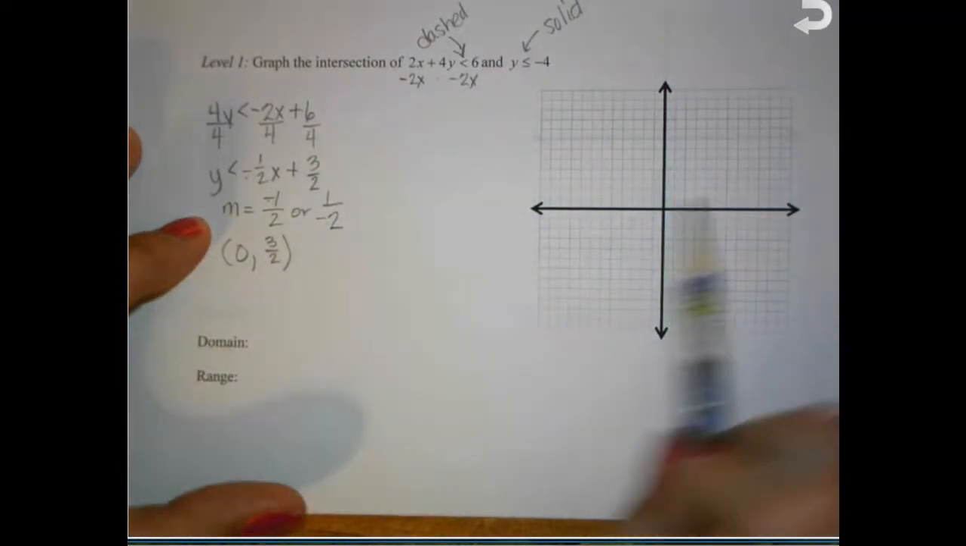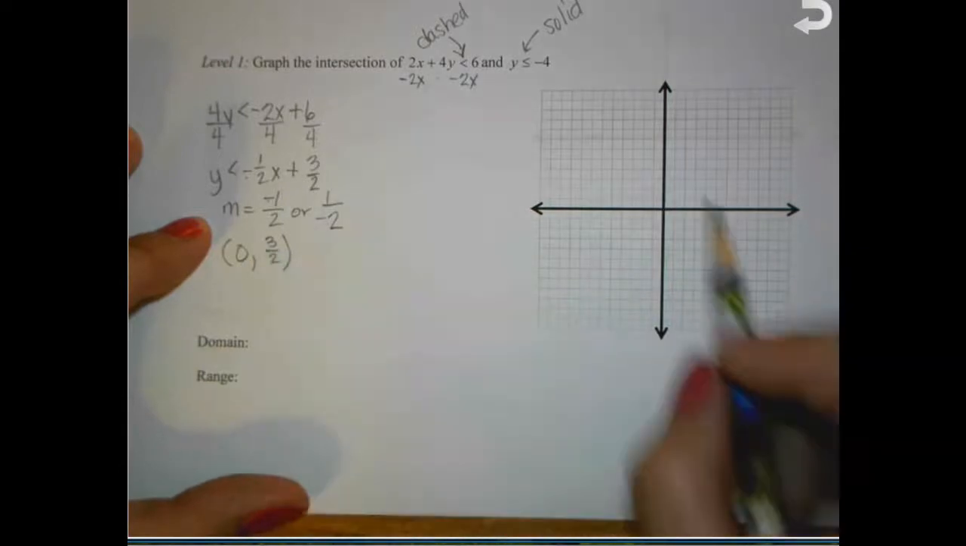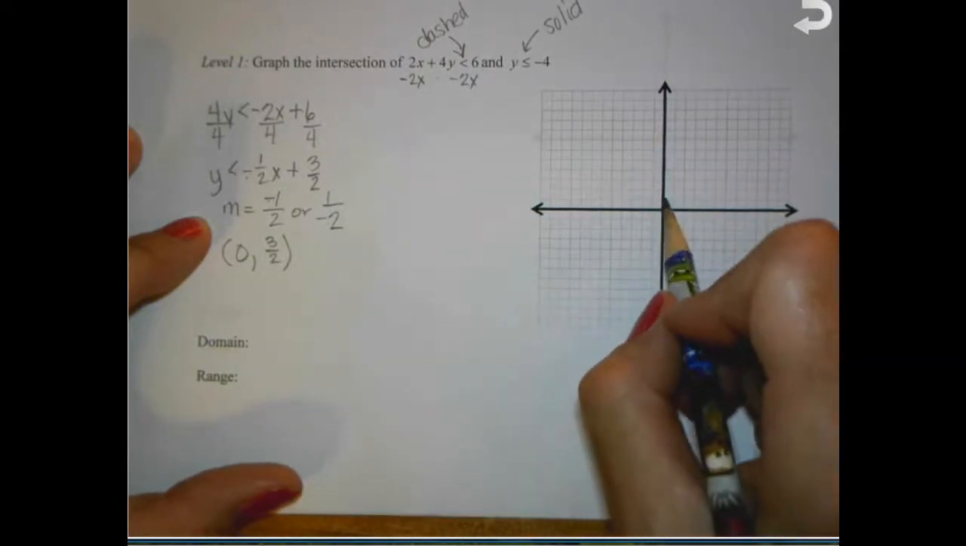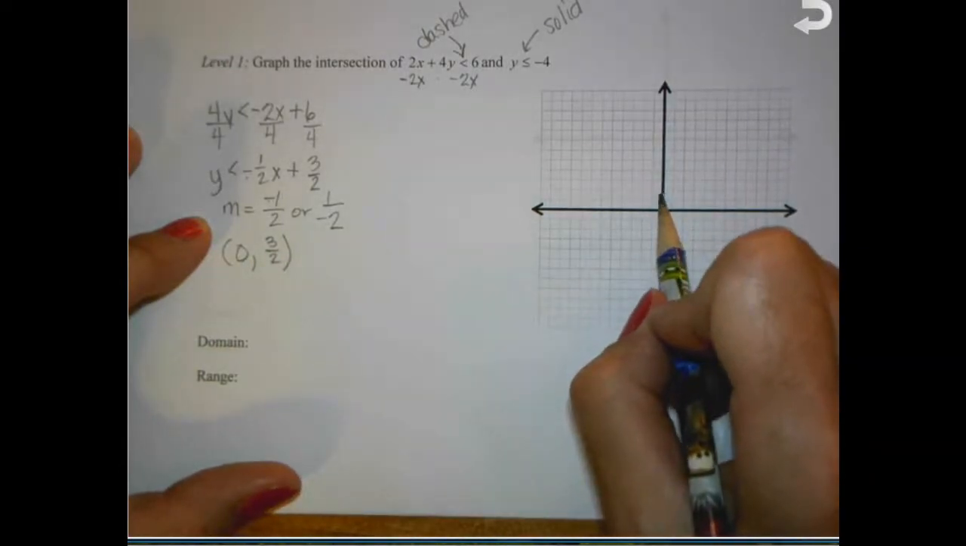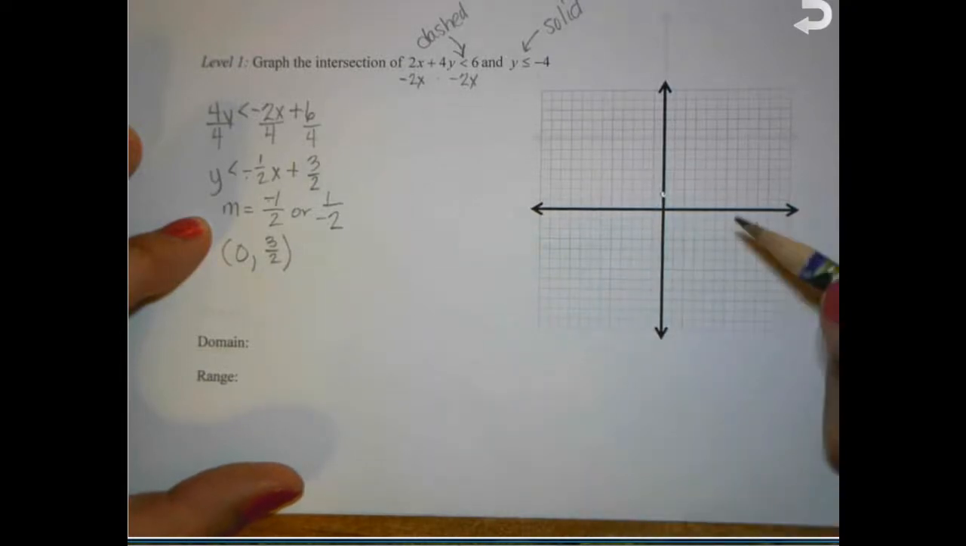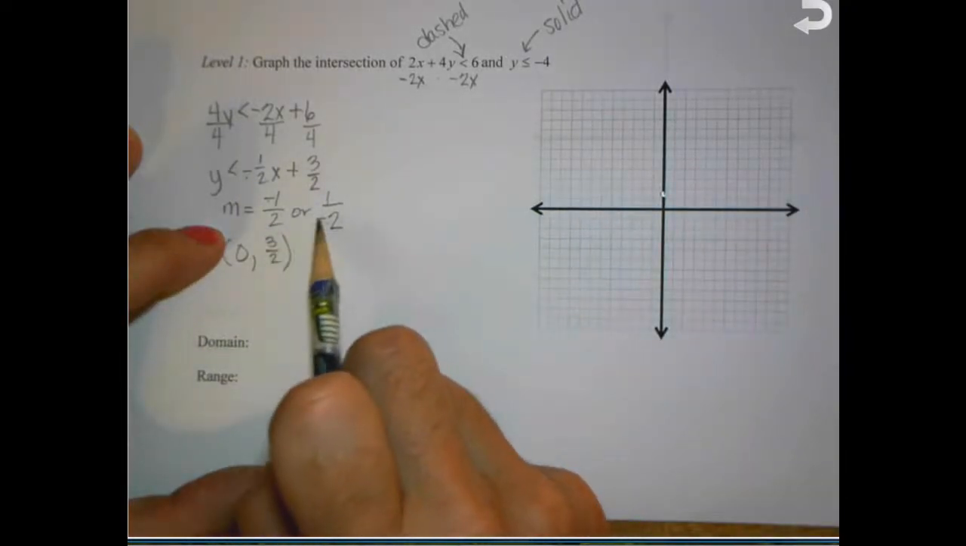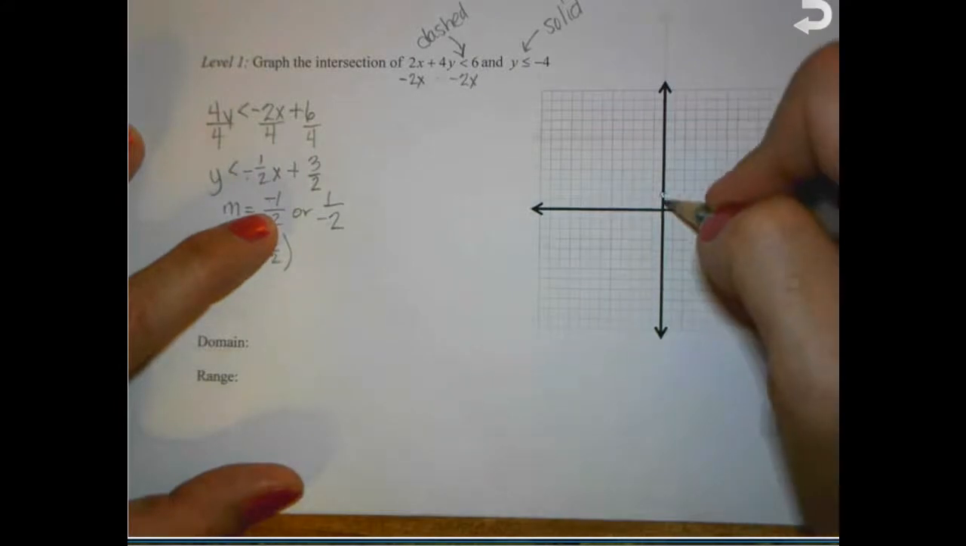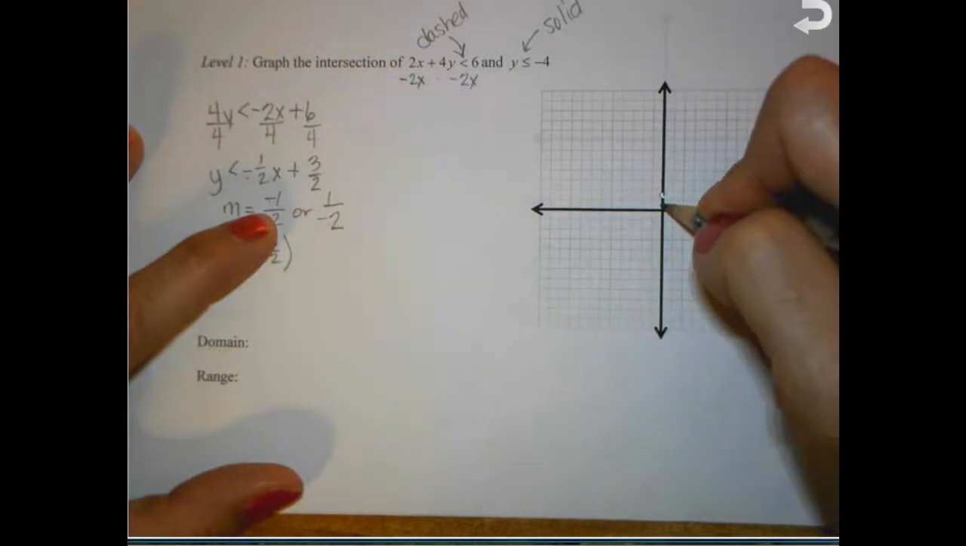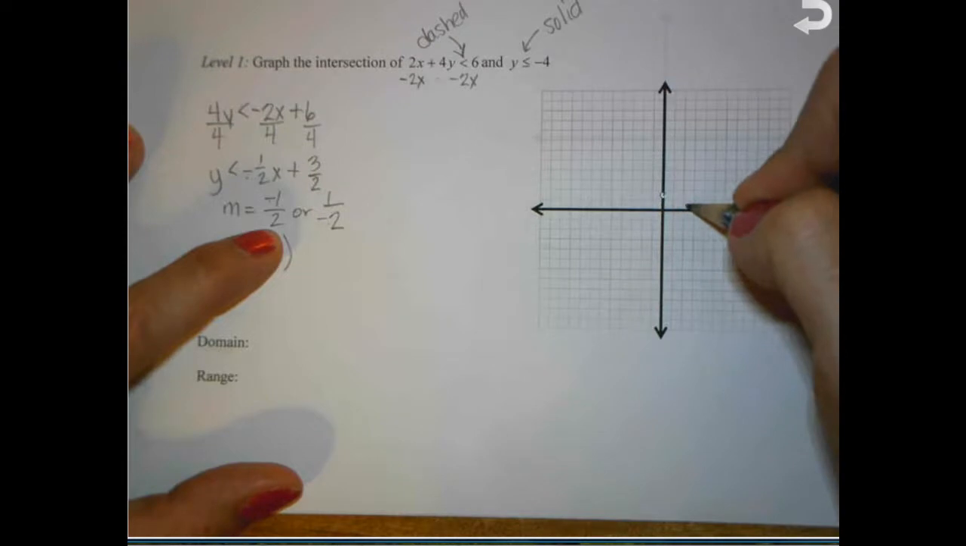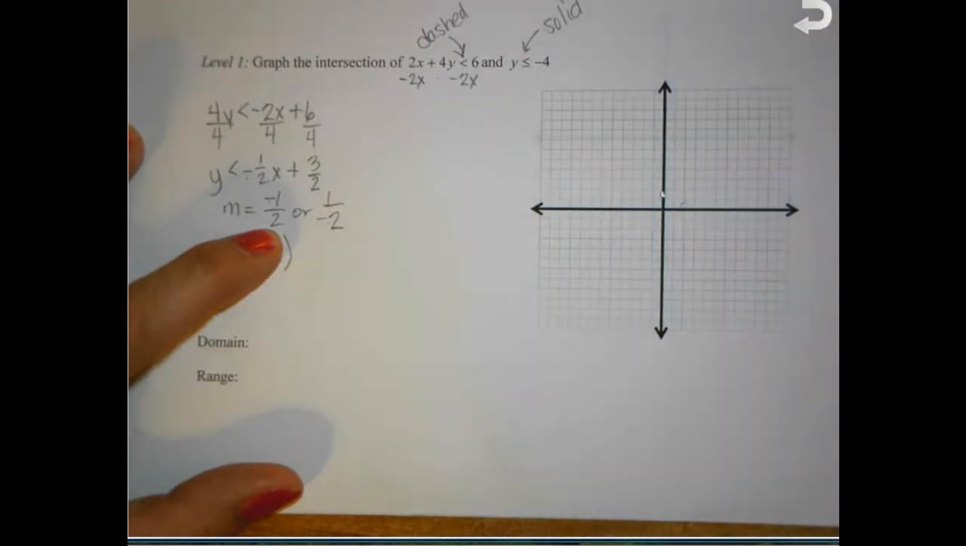3/2. So if I move to that point, 0 in the x direction, 2/2, 3/2, so halfway in between 1 and 2. And then I need to do a rise of a negative 1, so halfway there, and a run of 2, so 1, 2. So it'll be halfway between the 1 and the 0 and the 1.